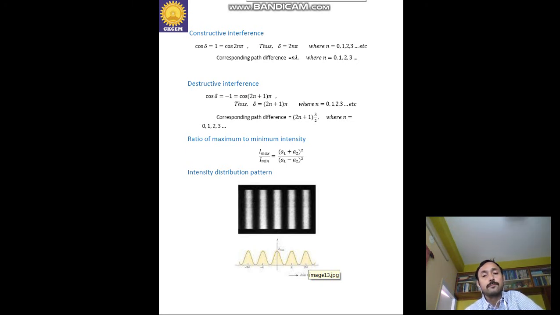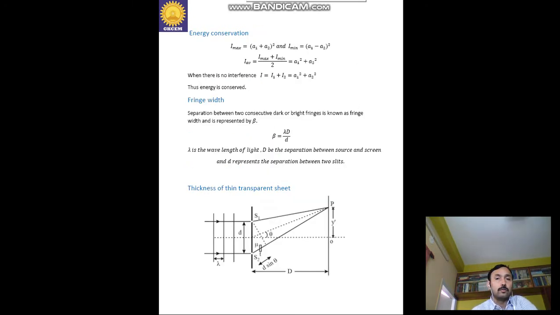So our next question is, if there is a bright fringe and a dark fringe, whether the energy is conserved or not during the interference phenomenon. So come to this point, energy conservation. Imax is (a1 + a2)² and Imin is (a1 - a2)². So I average is (Imax + Imin)/2, which is equal to a1² + a2². When there is no interference, I = I1 + I2 = a1² + a2². Thus the energy is conserved. Actually in the interference phenomenon, energy is never created nor destroyed.